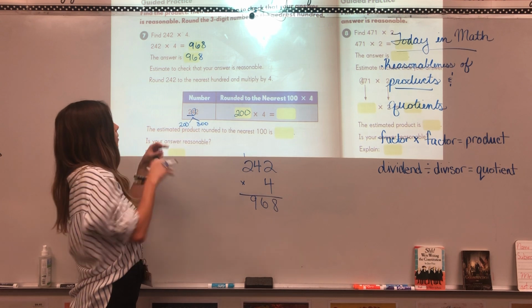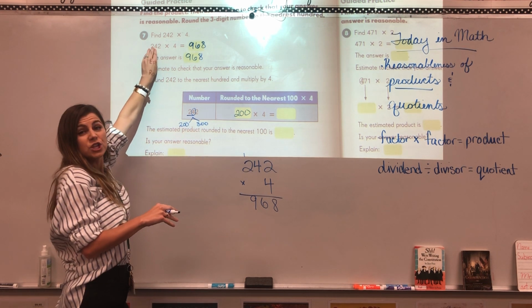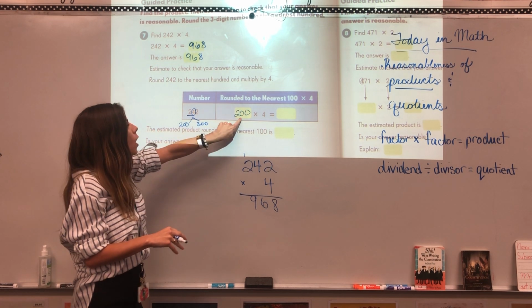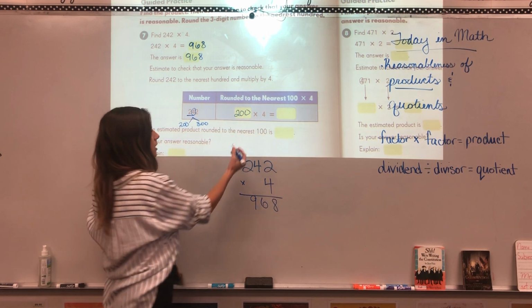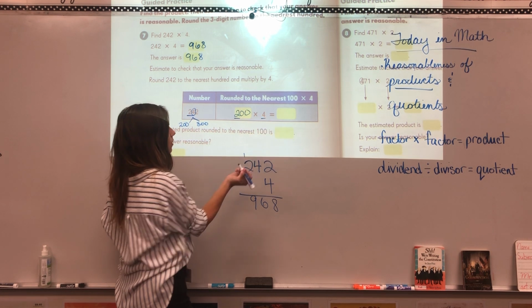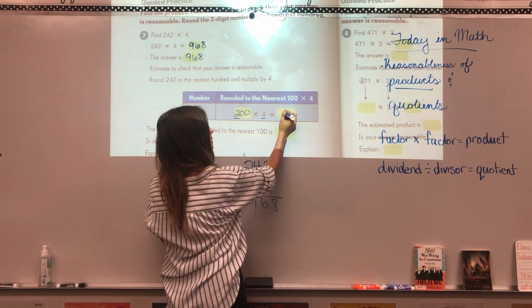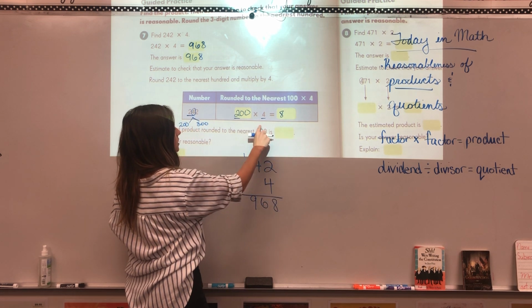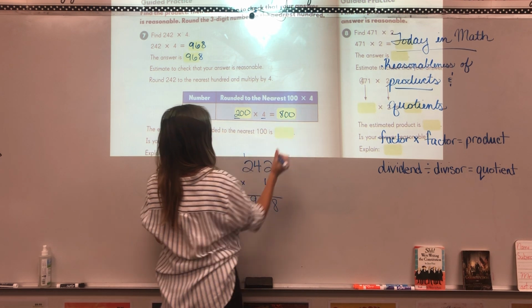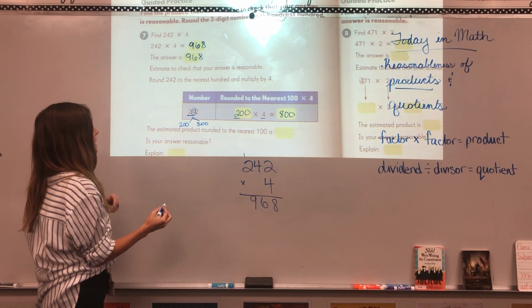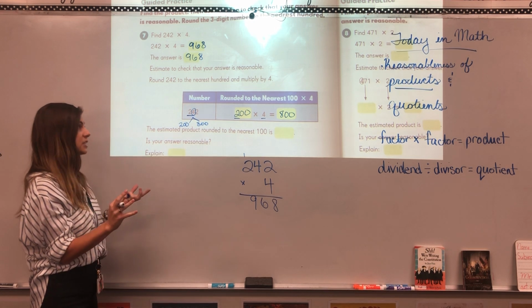So now we do the problem again. Now instead of 242 times 4, we're doing 200 times 4. All you need to do, what's 2 times 4? 2 times 4 is 8. Add the zeros. 200 times 4 is 800. So, is your answer reasonable?